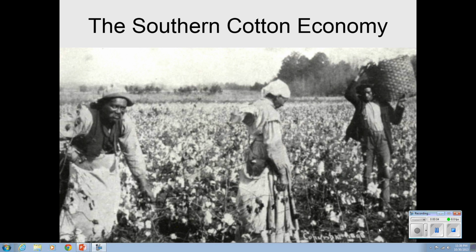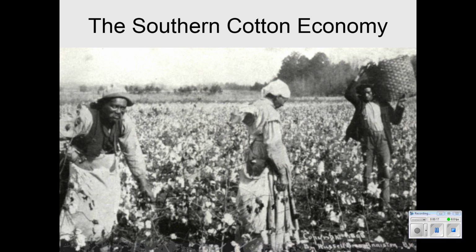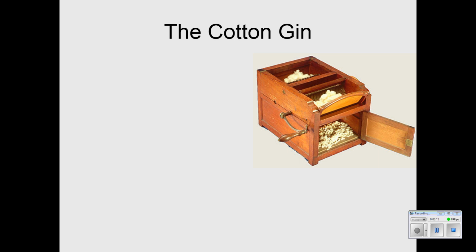In the 19th century, the Southern economy was completely dominated by cotton. The event that made possible this economic phenomenon was the invention of the cotton gin in 1793. Eli Whitney was actually a gun manufacturer who managed to solve the problem of how you separate the cotton from the seeds.